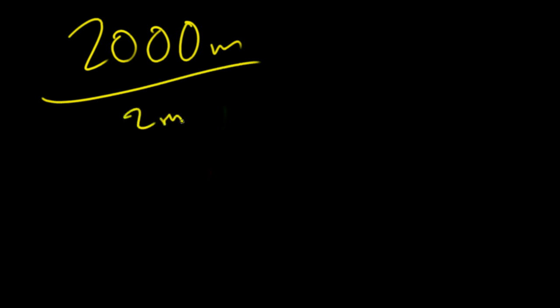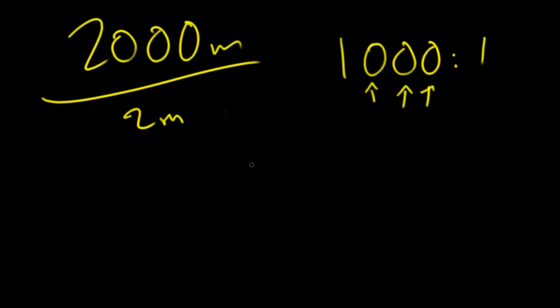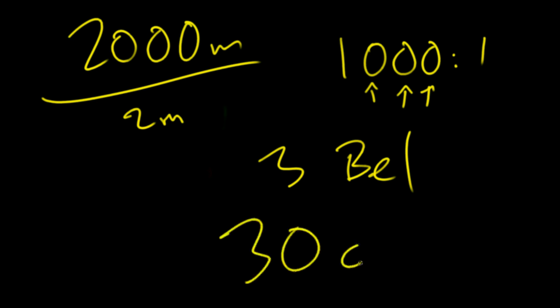What if he were 2,000 meters tall? 2,000 over 2 is a ratio of 1,000 to 1. That's 3 orders of magnitude, so he's 3 bells taller, or 30 dB taller. Now you kind of see how this works. When we add a bell, we multiply the ratio by 10. Adding or subtracting bells or decibels is the same as multiplying or dividing the ratios themselves.